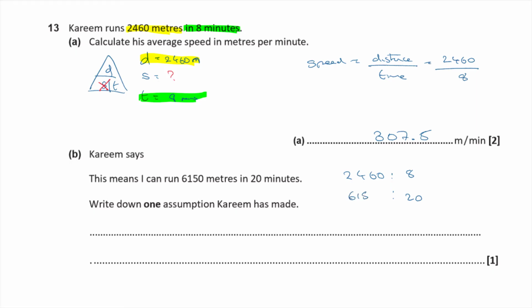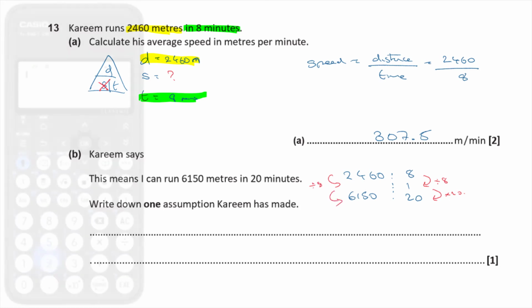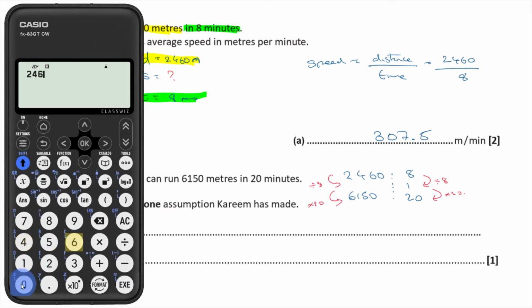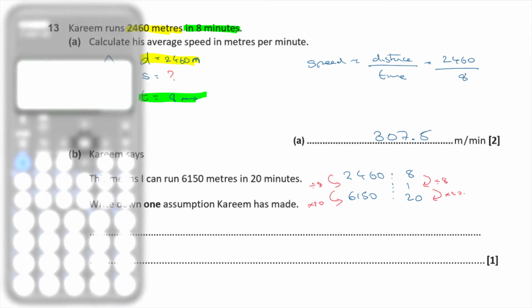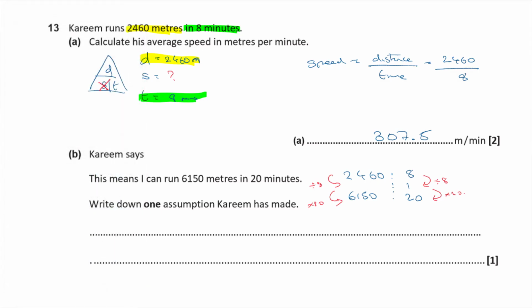6,150. Okay, so presumably he's used some sort of ratio method here. So he divided by 8 and times by 20. We've done this a couple of times already today. So dividing by 8 and times him by 20. Is that what we get? Let's double check his work. So 2,460 divided by 8 times by 20. Yeah, that does come out to 6,150. Okay, but that's not what this question is asking us.